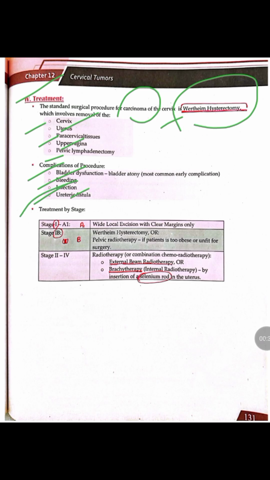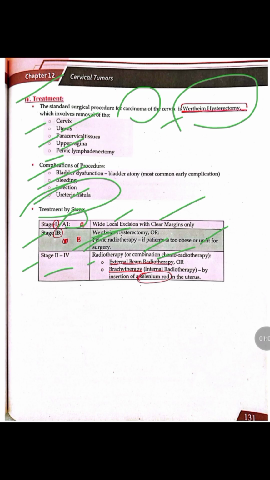Next is the treatment of cervical cancer on the basis of staging. So in stage 1, we have A1, in which there is microscopic involvement of the cervix. We do wide local excision with clear margins. And in stage 1B, we do either radical hysterectomy or we do pelvic radiotherapy. Pelvic radiotherapy is done in patients who are too obese or unfit for the surgery. And from stage 2 to stage 4, we do radiotherapy. We do combined chemoradiotherapy.